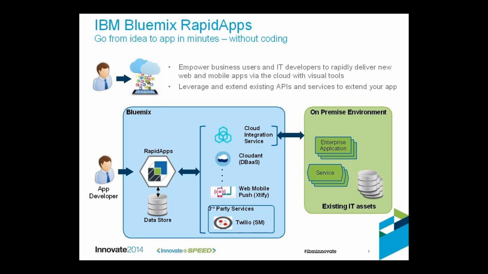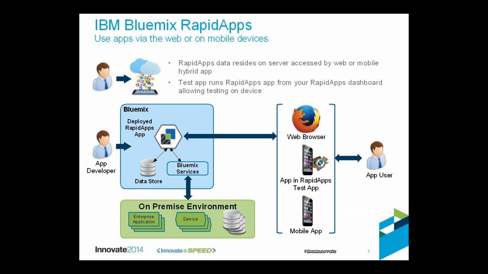You can see below a picture of how this works. So perhaps you're an app developer and you're using Rapid Apps, and it has associated with it a data store to hold your data. And because it's in Bluemix, it has access to a lot of the services available on Bluemix. A couple of key ones here are a cloud integration service, which lets you reach through your corporate firewall and access enterprise applications, data, and services, and incorporate interactions with those into your app. The Cloudant database, which is something Rapid Apps is actually using as its data store. Web, mobile, push, and third-party services such as Twilio for sending text messages. So this now, with Rapid Apps, allows you to build fairly sophisticated apps without having to write code, and you'll see how that works in the demo.